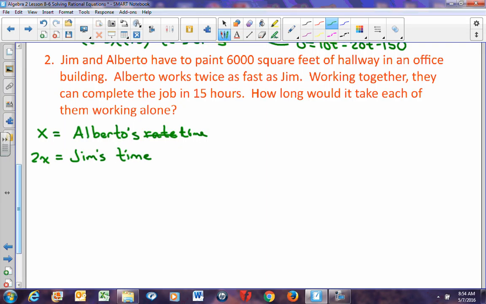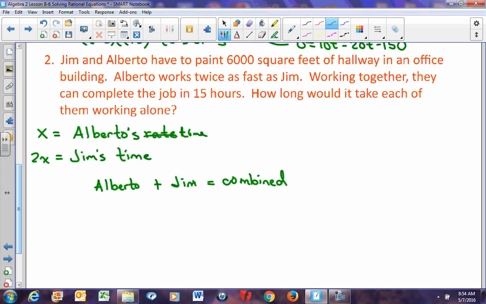Okay. So I know that Alberto's rate plus Jim's rate has to equal the combined rate. Now this is the way I set it up, not the way the book sets it up. And I'll show you how the book sets it up in just a minute.